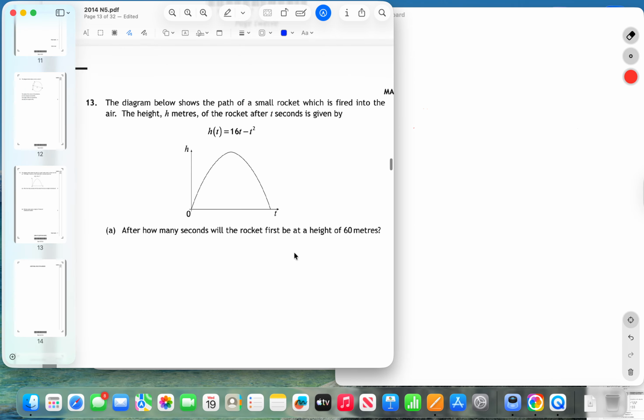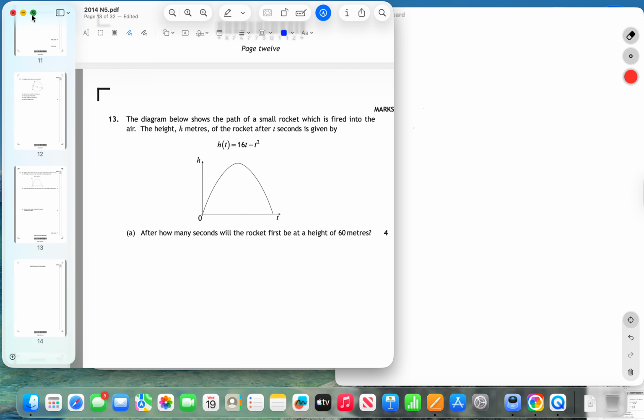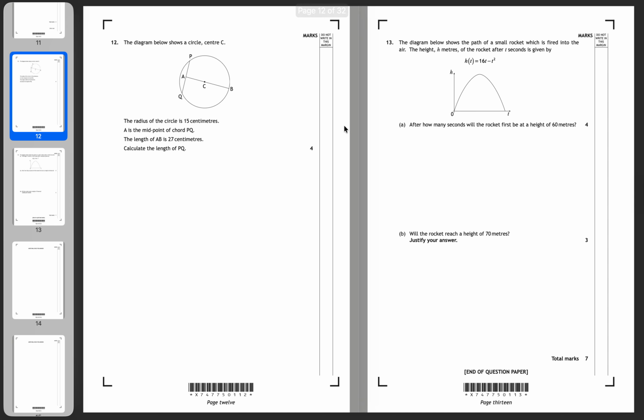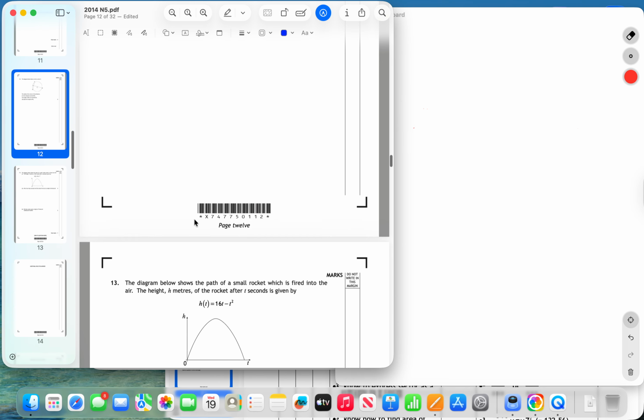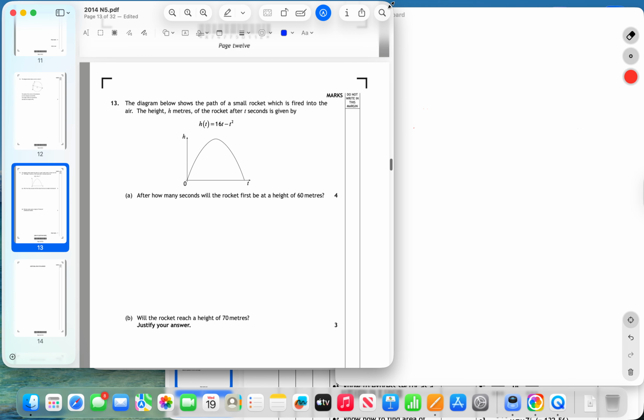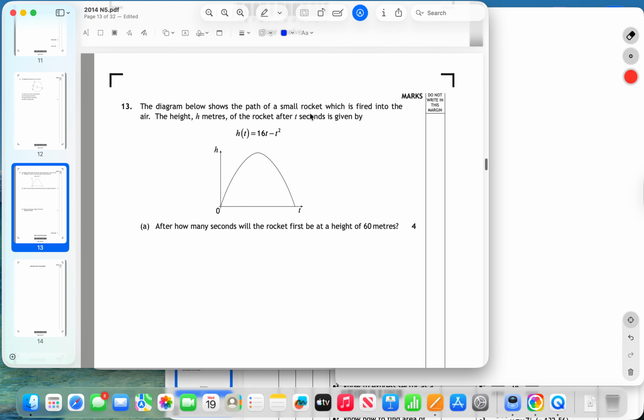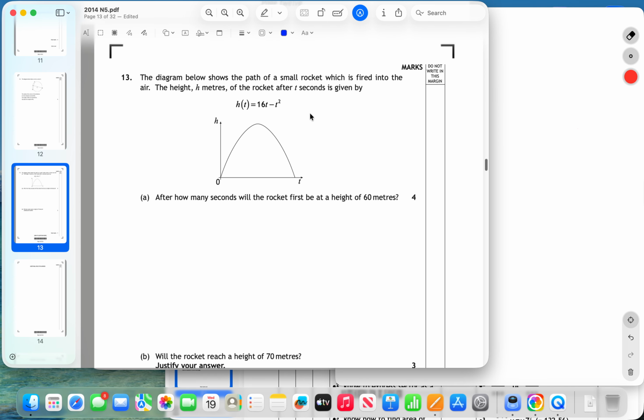So we have the 2014 paper, and this is the first question I want to have a look at. It is question 13, and it's about quadratics. And we're given an equation. I'll give you a second to look at the question. Pause the question if you want to have a go at it.